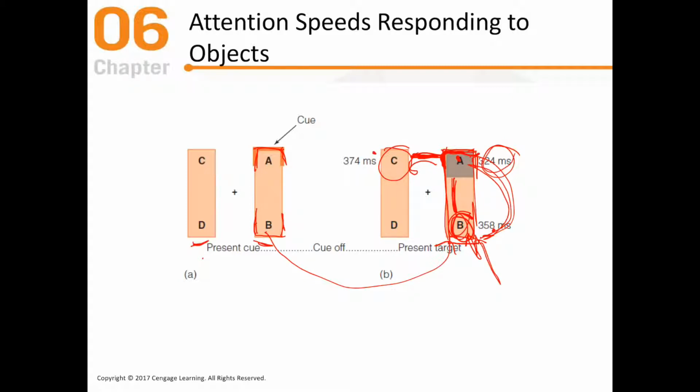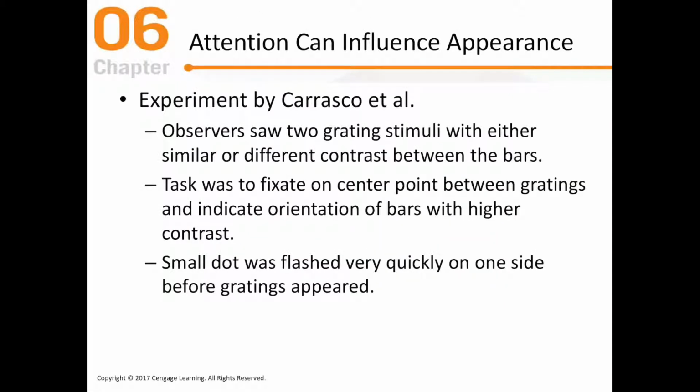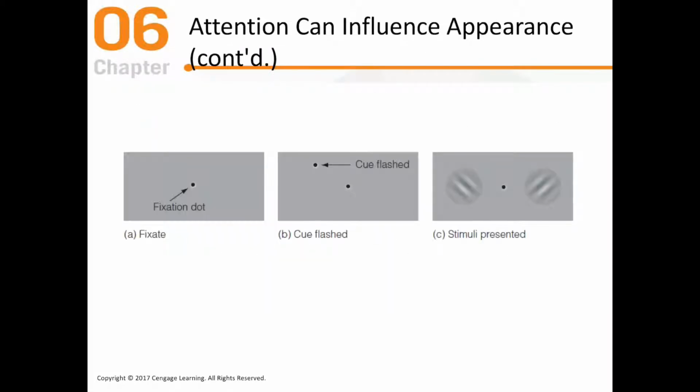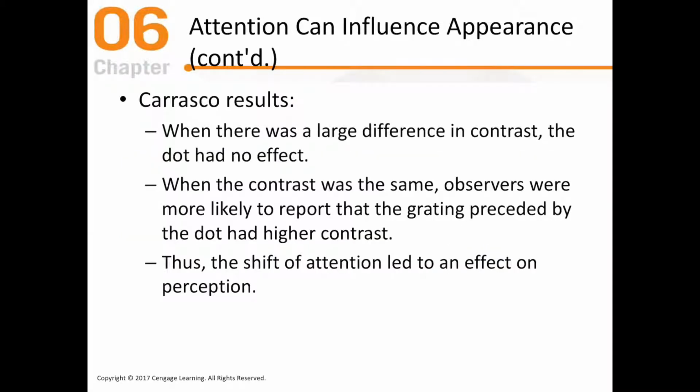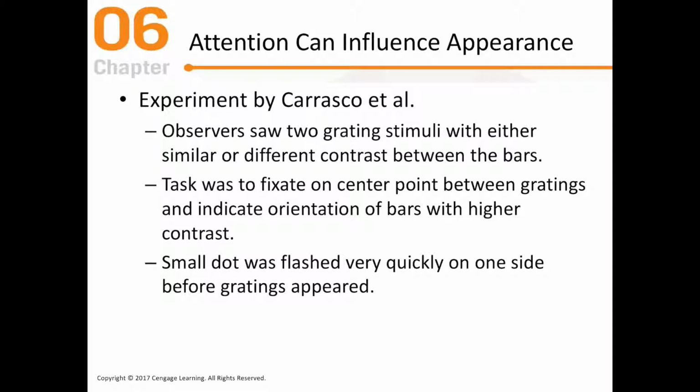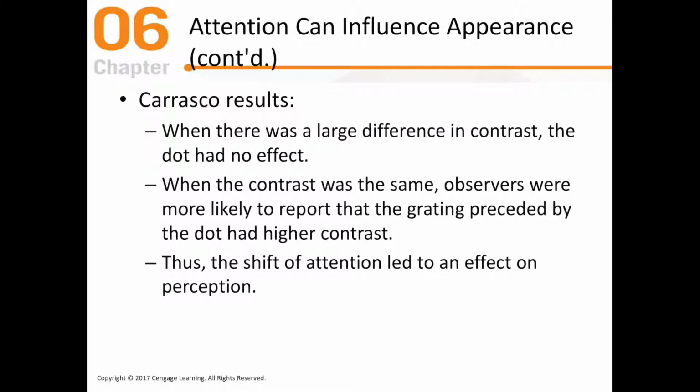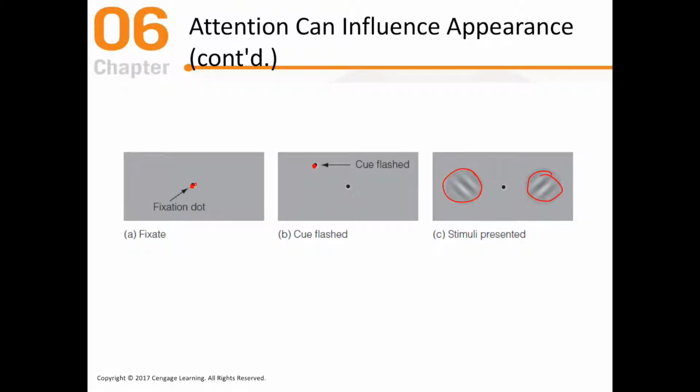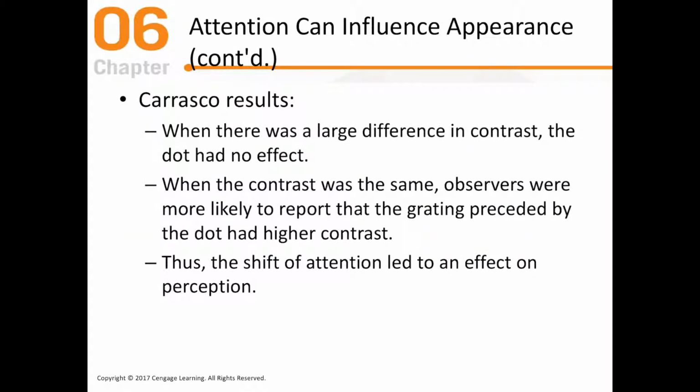So Carrasco did a few experiments looking specifically at gratings. The idea was that you're going to look at a fixation dot here, okay? And then it's supposed to cue you here of which grating to look at. Here, the person had to identify the contrast between the two gratings. They had to determine which one, this one or this one, had a more pronounced grating, a darker contrast.